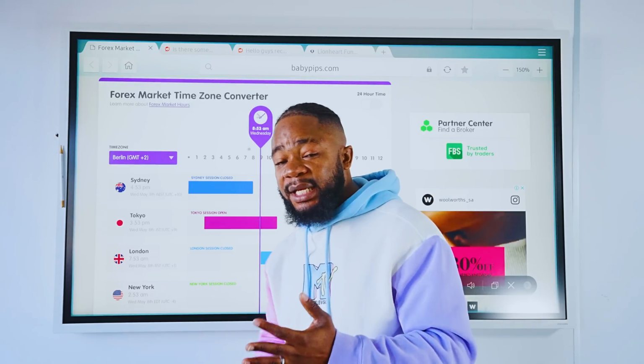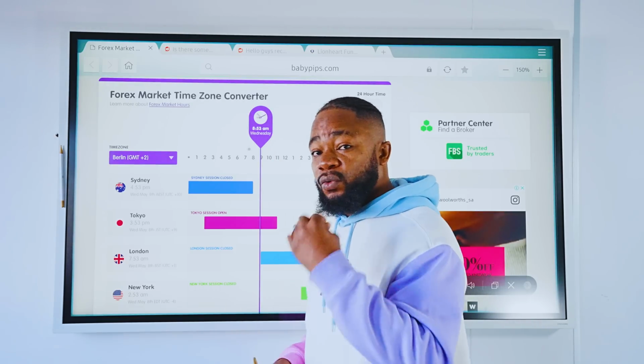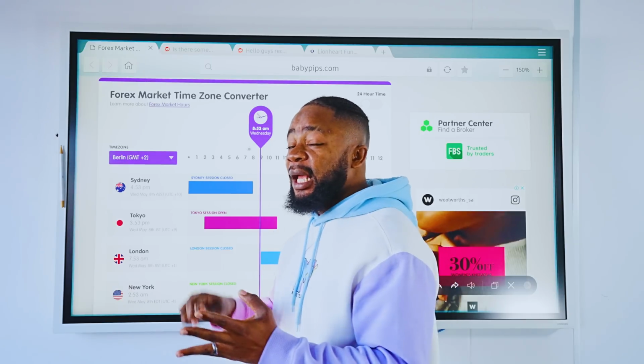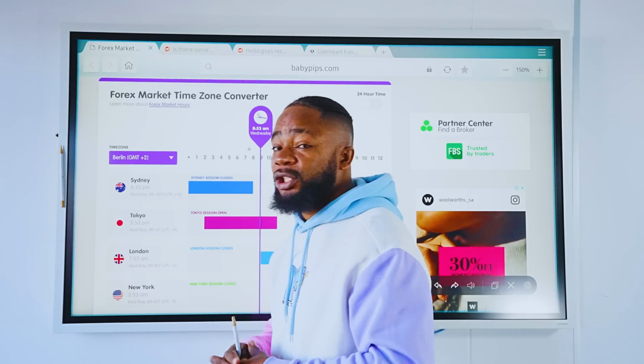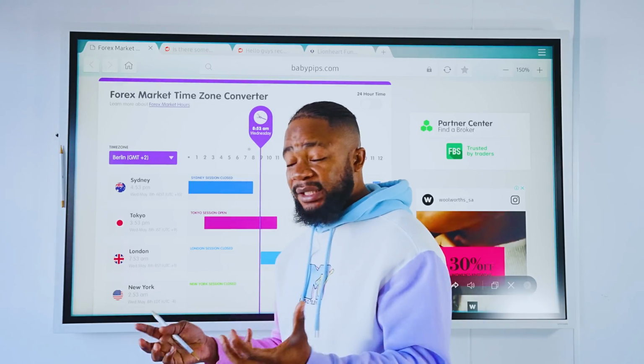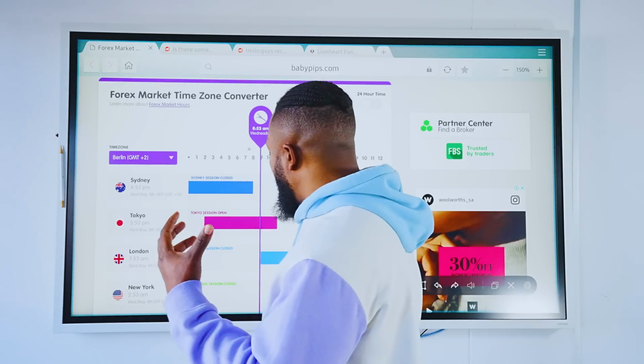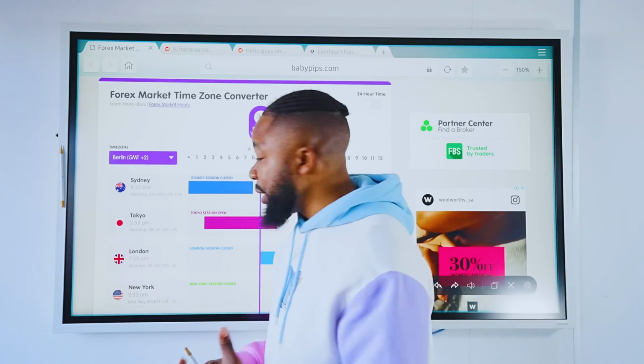That's where, if you're a day trader or a scalper, that's when you start trading. I've already shown you guys strategies you can use at the start and at the close of every market session, or within a market session. I've shown you guys different strategies, so I don't want the video to be too long by going into that again.